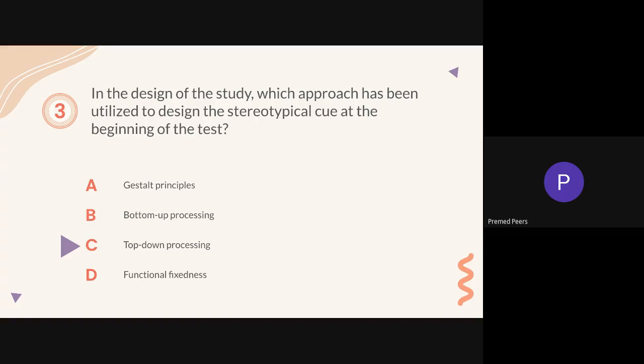Option A is wrong. Gestalt principles refers to the perception of visual elements. Option B is wrong. Bottom-up processing uses smaller, more specific ideas to influence one's broad perspective. So it's the opposite of top-down. Finally, option D is wrong. Functional fixedness is defined as the tendency to view a problem or a situation in only one certain way. For example, if you're trying to solve a Rubik's Cube, functional fixedness will try to make you solve the Rubik's Cube the same way you have before rather than finding a different method.